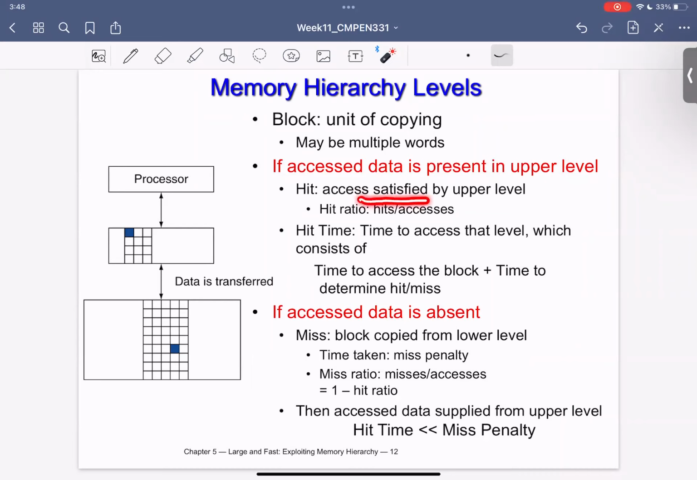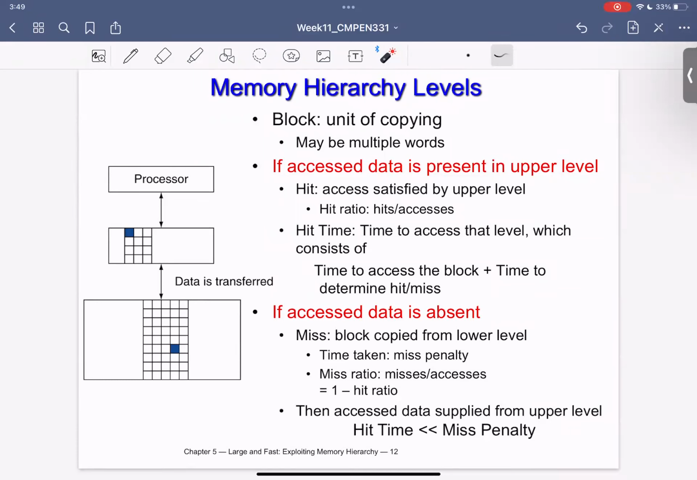Meaning that the access is satisfied by the upper level. Upper level here in this case means the closer to you, and the closer to you is the desk. You found whatever you intended to use, and it is already on the desk. So this is a hit. This means that you already hit whatever you are targeting. There is also a hit ratio, which is the number of hits per accesses. How many hits did you get out of all the times that you tried to access the data? For instance, you would like to access a certain thing from your desk 10 times.